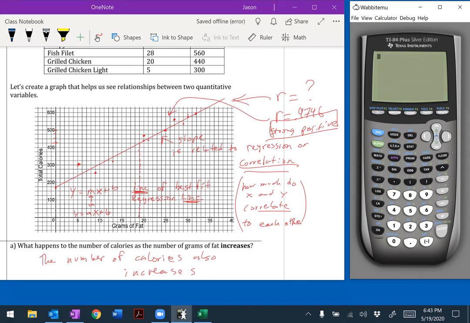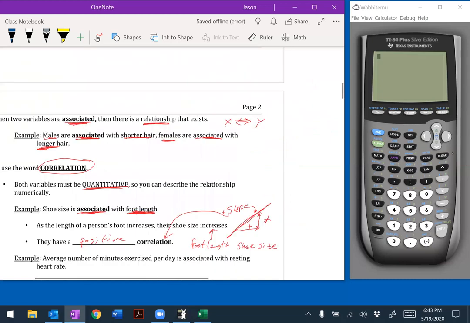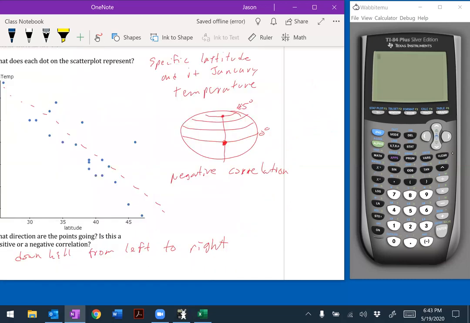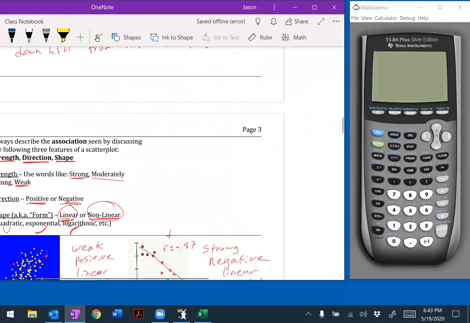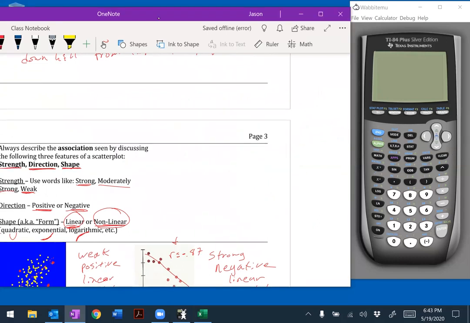Any questions on this before we move on to 12.3? Okay, sounds good.